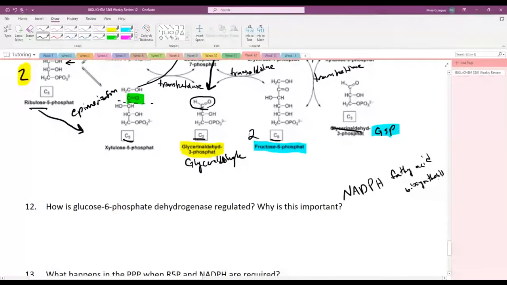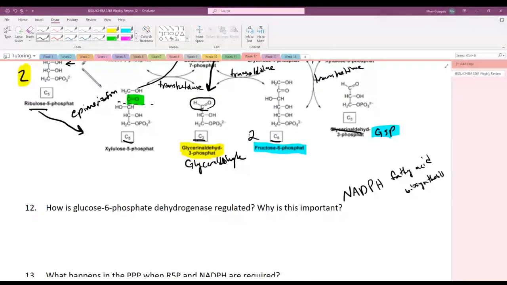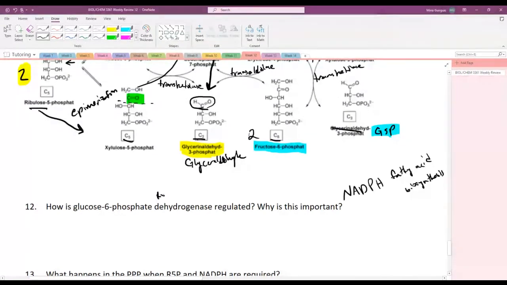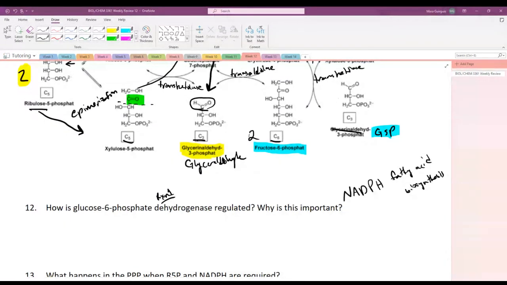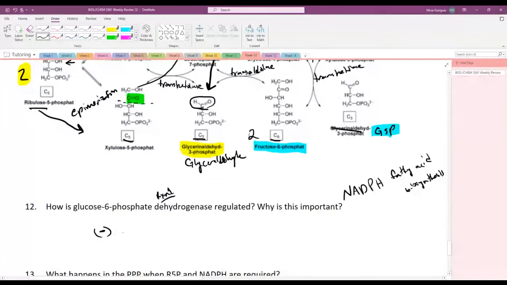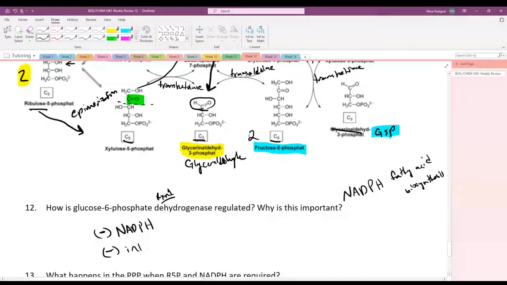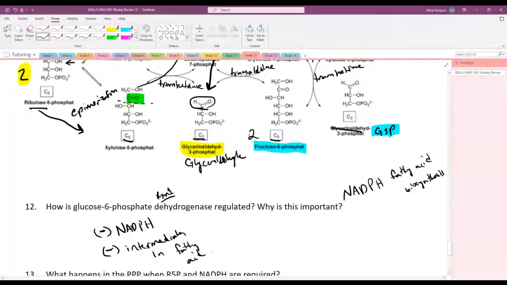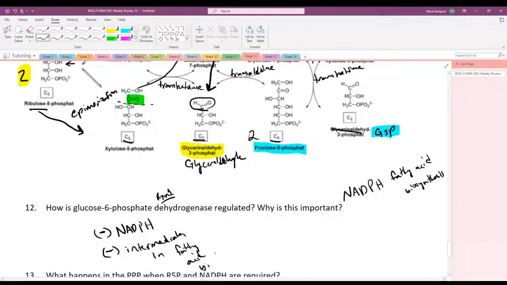There's a few other things it's used for, but that's its primary purpose. Okay. So G6P dehydrogenase, that's reaction 1. So in other words, are we going to go pentose phosphate pathway? Yes or no? Okay. It is inhibited by NADPH. It is also inhibited by intermediates in fatty acid biosynthesis. And I think that's why it's really important that I mentioned what I did just now.